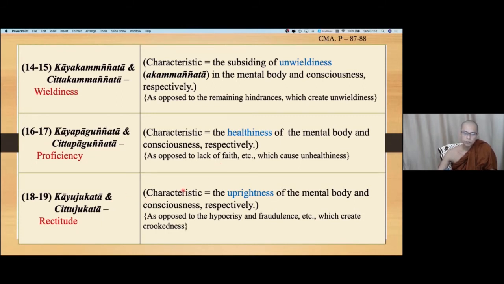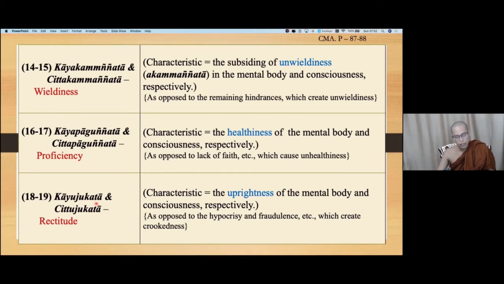Then when they are present in our mind, the Kaya Pagunyata and Chitta Pagunyata, we can consider our mind is being healthy. Our mind is being healthy. So to be healthy in mentality, we have to keep these pairs in our mind.